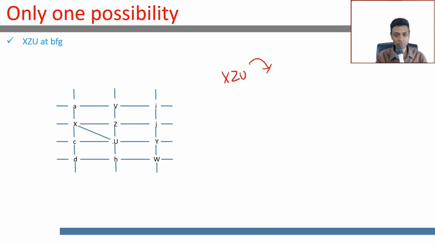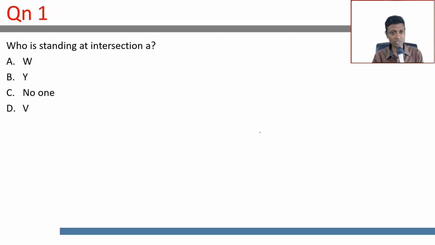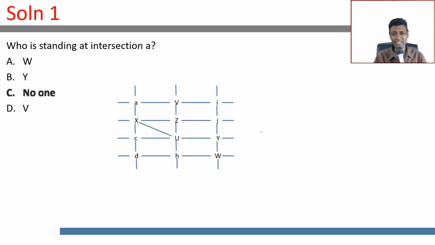So XZU, UZB in a straight line like this, Y and W like this. Now let's jump to the questions. The question should become very simple. Who's standing at intersection A? Intersection A, there's no one.